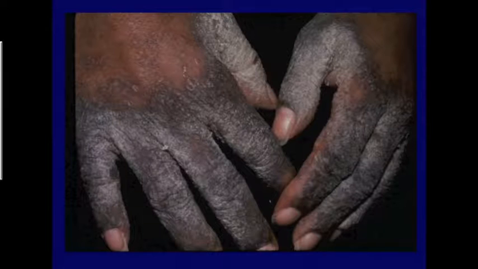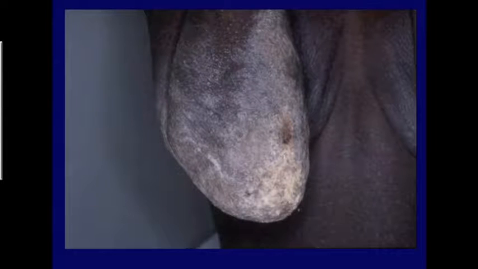And this entire skin that looks lichenified has millions of organisms there. So if you touch this, believe me, you will get infected. So be aware of that. Again, here is a patient with HIV with crusted scabies.